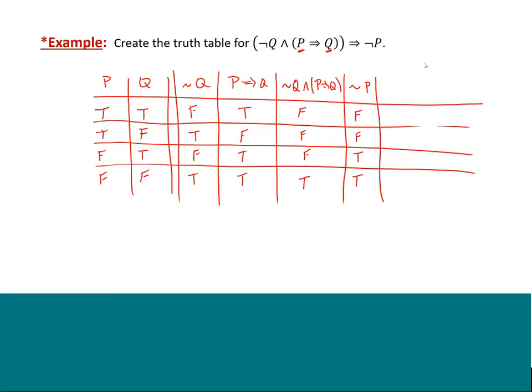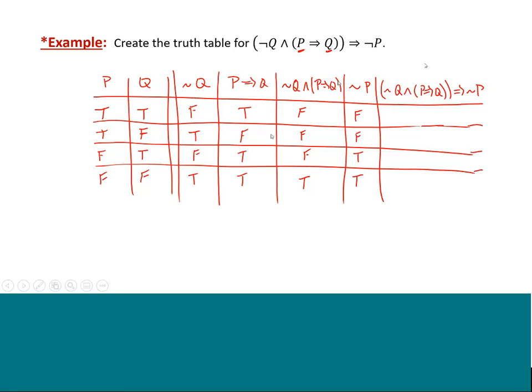Now, at this point, we have everything we need to do the final guy. So this would be not Q and P implies Q implies not P. And the only thing that makes me a little bit unhappy is the fact... oh, no, we are perfect. Excellent. Never mind. Ignore what I was about to say.